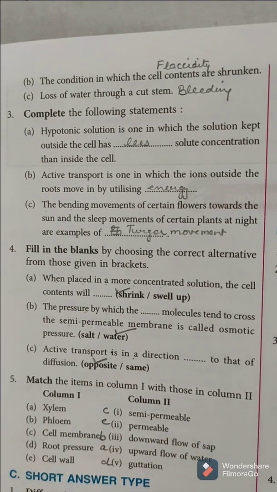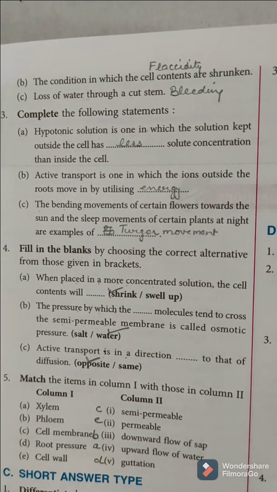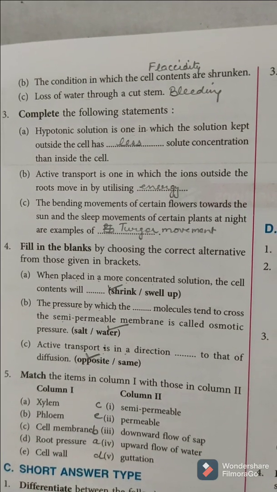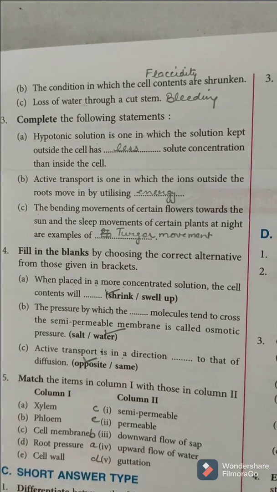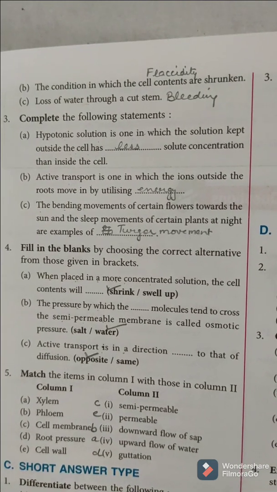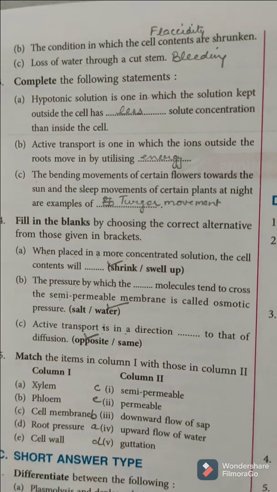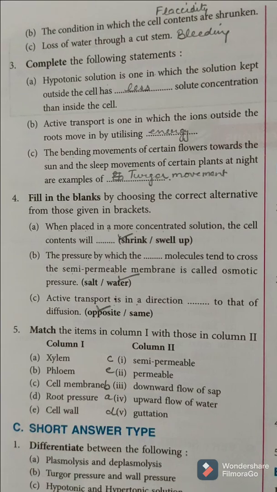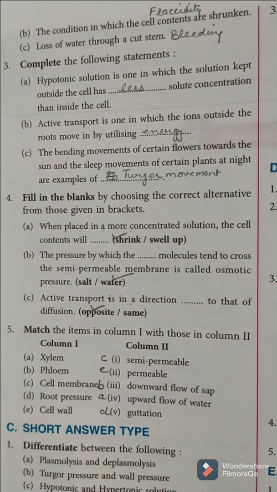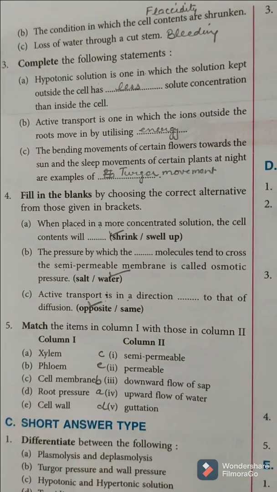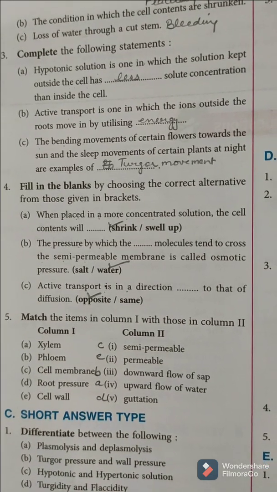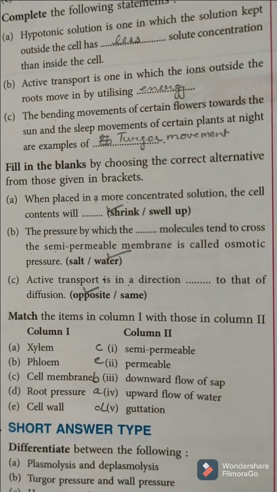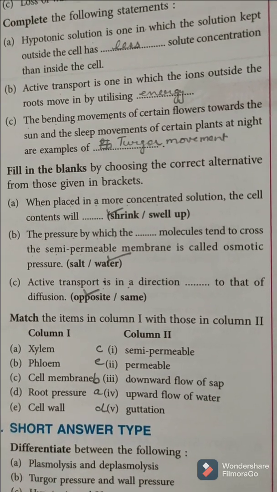Active transport is one in which the ions outside the root move in by utilizing energy. Bending movement of certain flowers towards the sun and sleep movement of certain plants at night are examples of turgor movement. Now fill in the blanks. When placed in a more concentrated solution, cell contents will shrink. Pressure by which water molecules tend to cross a semi-permeable membrane is called osmotic pressure. Active transport is in a direction opposite to that of diffusion.